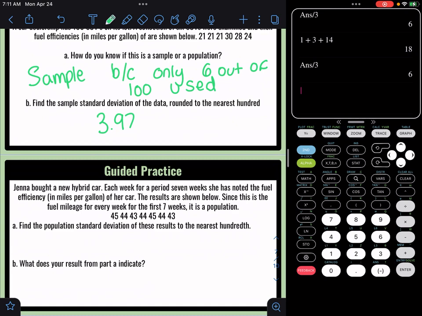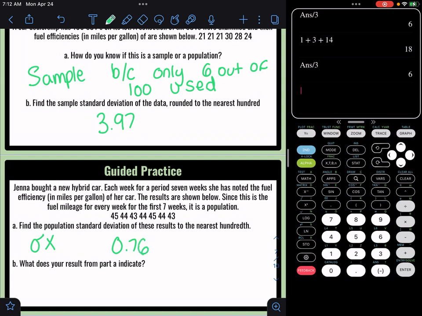Alright, so 44, 45, 44, 43, 44, 45, 44, 43. Now I'm on my calculator. Menu, stat calc, one variable statistics. I click OK. And then I am looking for the button for population standard deviation, and that would be 0.75. 0.76 actually, because I have to round up.